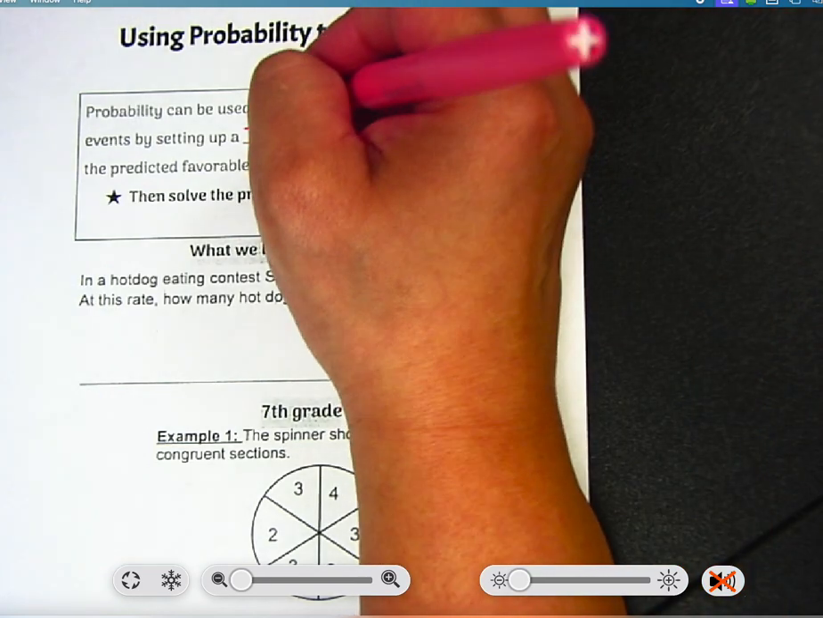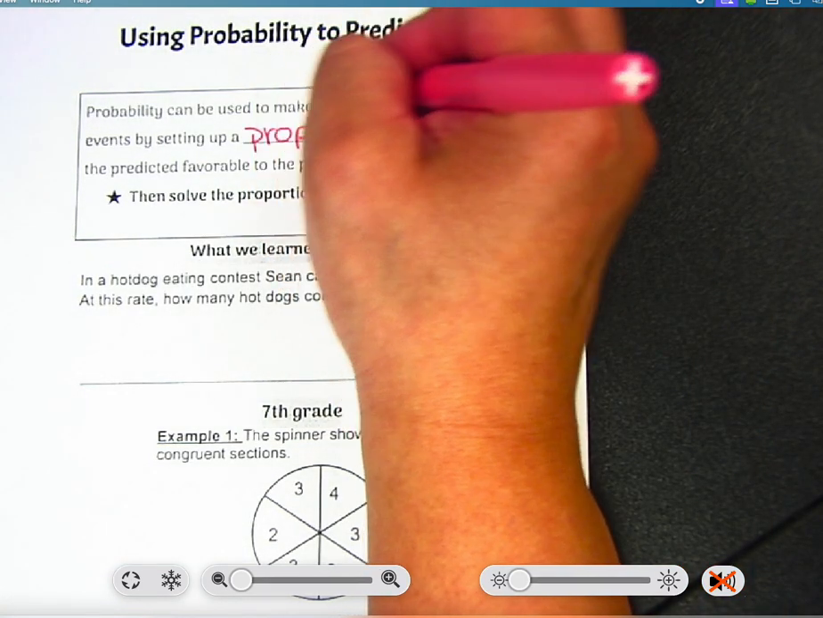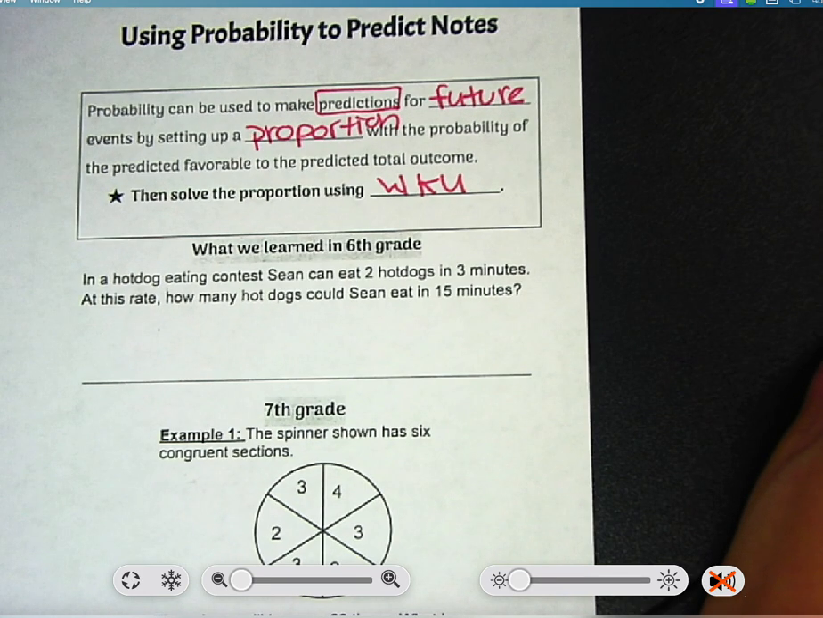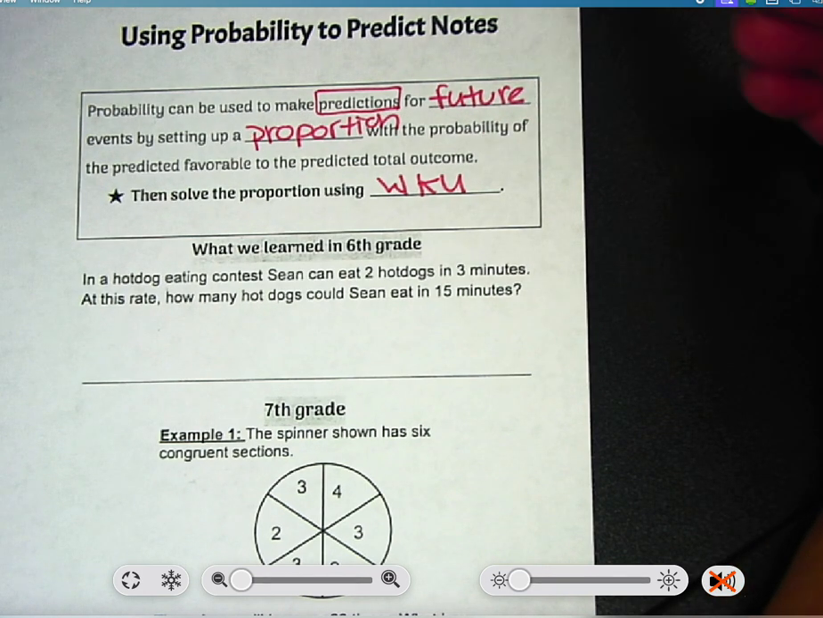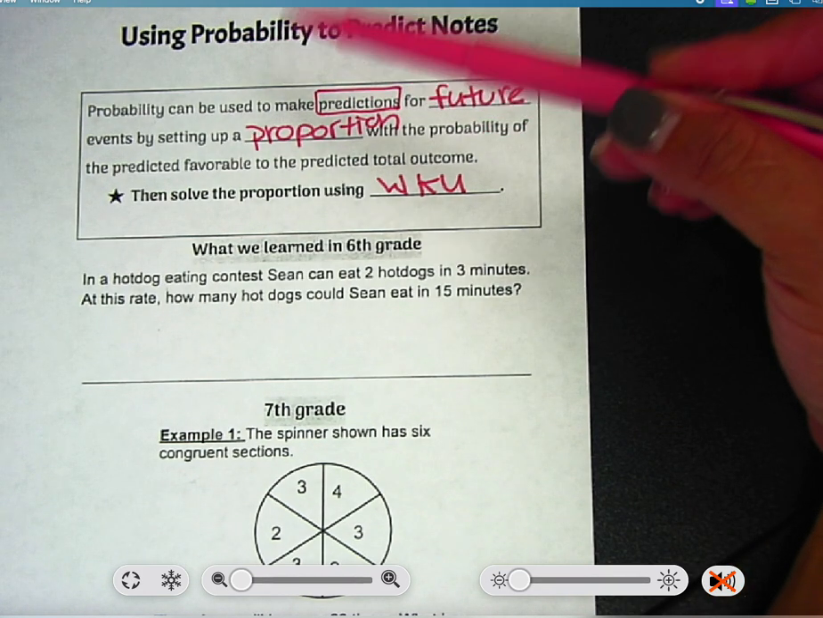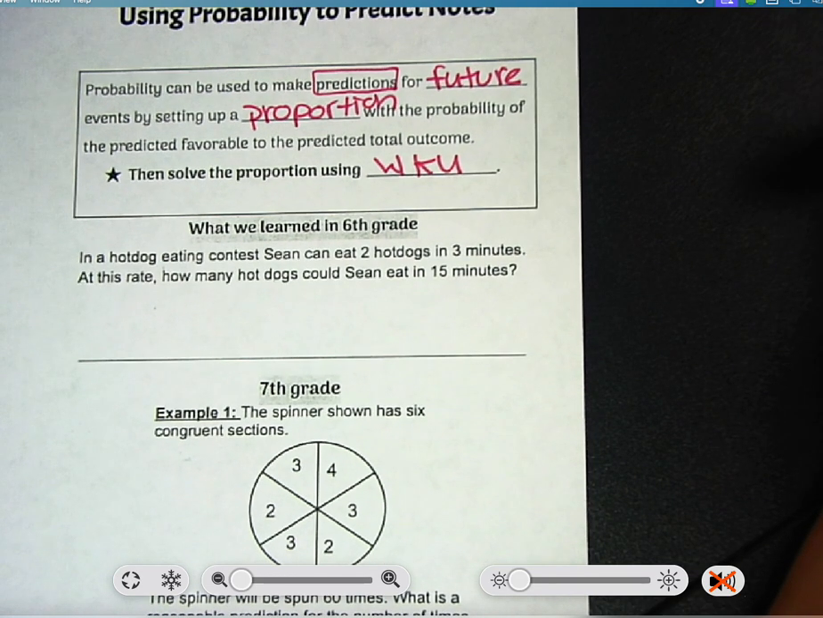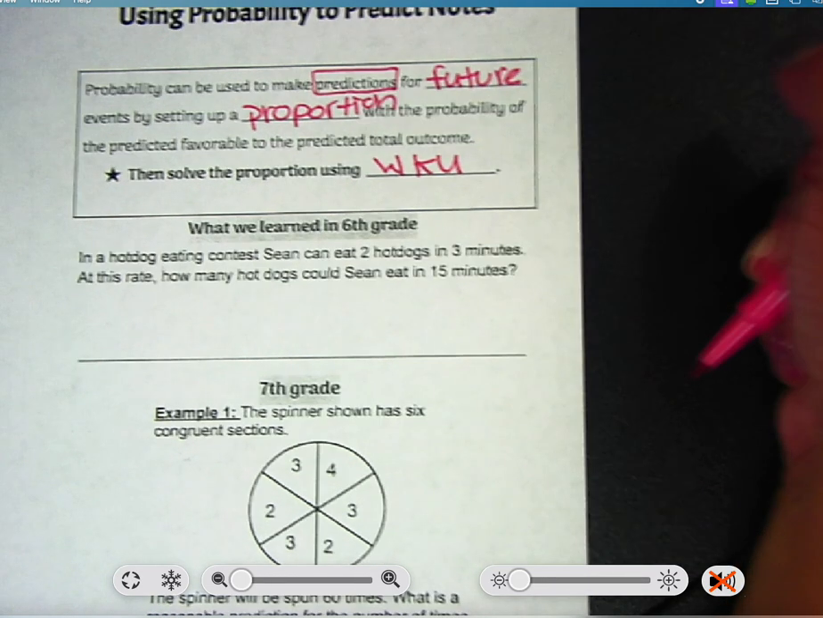So making a prediction is kind of like guessing, oh, I think I'm going to score a goal tonight when I'm playing in my soccer game. And we're going to do that in math by creating proportions, by using the WKU to help us stay organized. Okay, so first thing I'm going to do is show you what you did in 6th grade and how is it different from 6th to 7th grade.